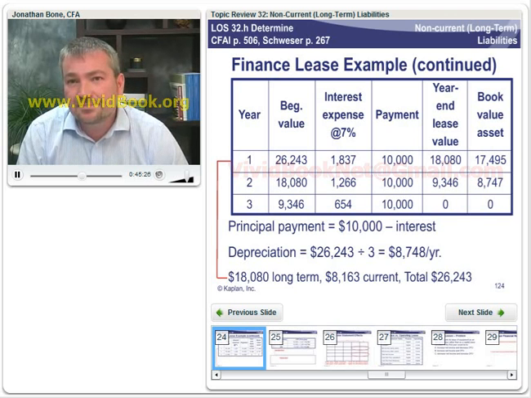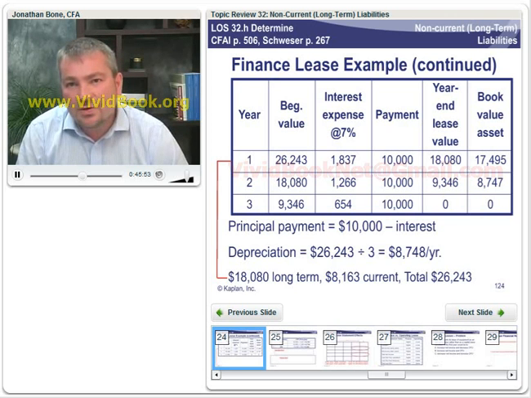$8,734. Year 3 comes around, and we've got an opening liability now of 9,346. 7% of that, 654, payment of 10,000. So you've got your 10,000 payment, 654 of that, of course, is interest. So the remaining 9,346 is paying off the liability. So the liability drops to 0 over the lease's life.